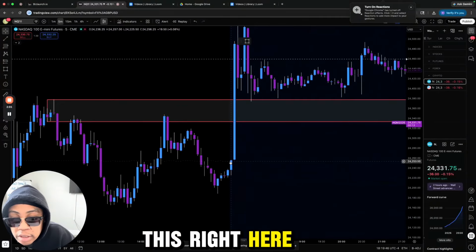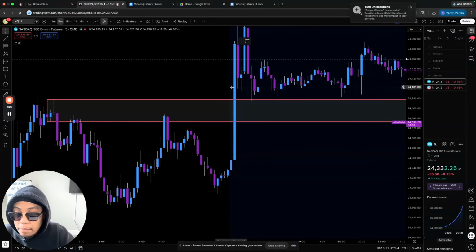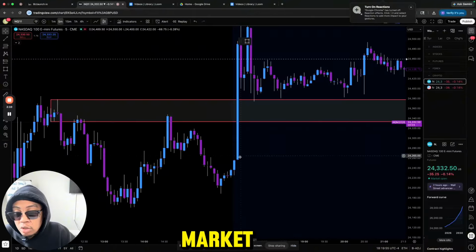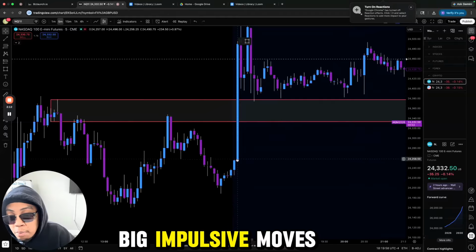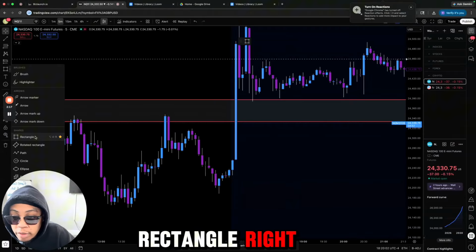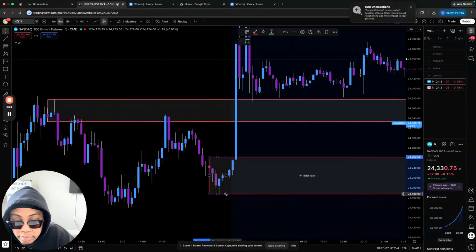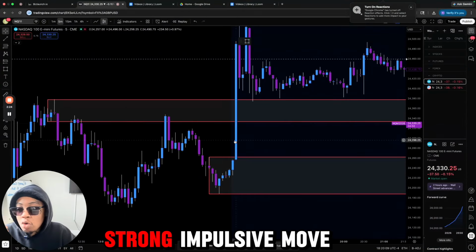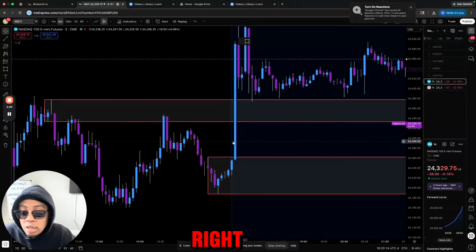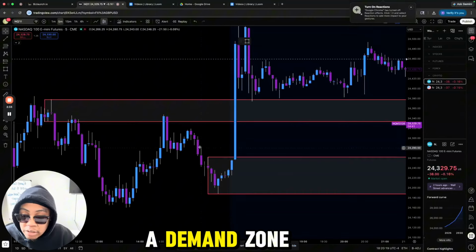this right here is a demand zone. Do y'all see how big this candle is? This is letting us know that the buyers have stepped into the market. You want to see big, impulsive moves. All right. You would simply just take your rectangle, right, and mark this up. That is a strong, impulsive move away from price, right? It's a strong, impulsive move away. This is considered a demand zone.